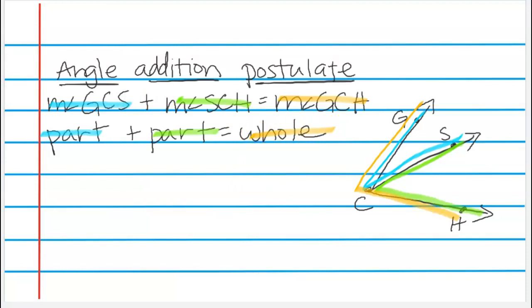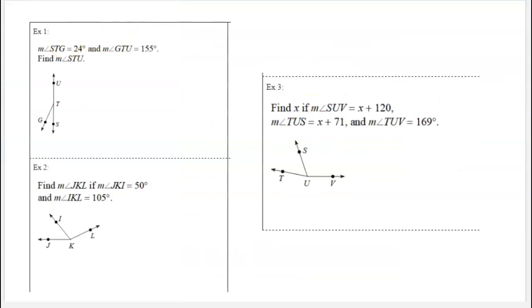All right, let's start getting into some examples of this. So this is a handout that you will need to get from me, a printed copy that you will be writing on. So example 1, we still want to use those 3 colors, and we're going to need to highlight the information and actually label it on the diagram. So measure of angle STG, I'm going to put that angle right there, and label that as 24 degrees. Then I have the measure of angle GTU.